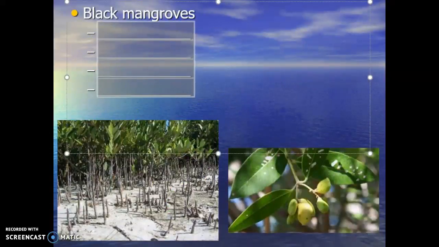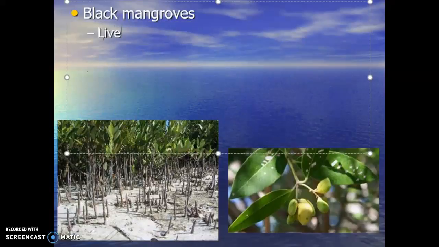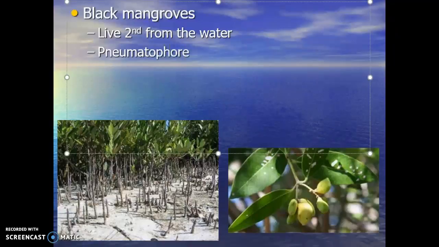Now, when we look at a black mangrove, they will live second from the water. So they're not right on the edge, they're back a little bit. But they're still in an area that during high tide it might get a lot of water into it. So you get a lot of salt water, or during storm season, things like that. So what black mangroves have are these specialized root systems called pneumatophores. These are the picture below here. They look like little sticks poking up out of the ground.